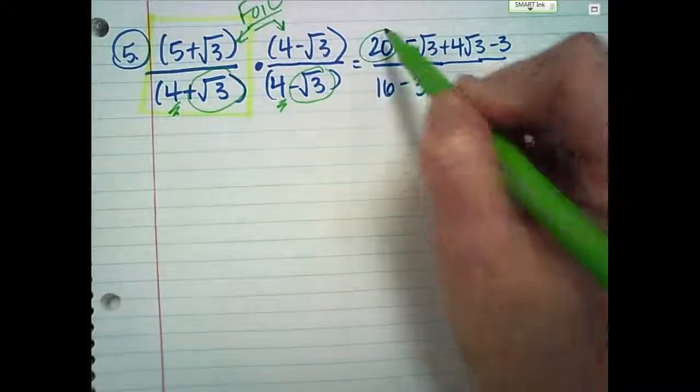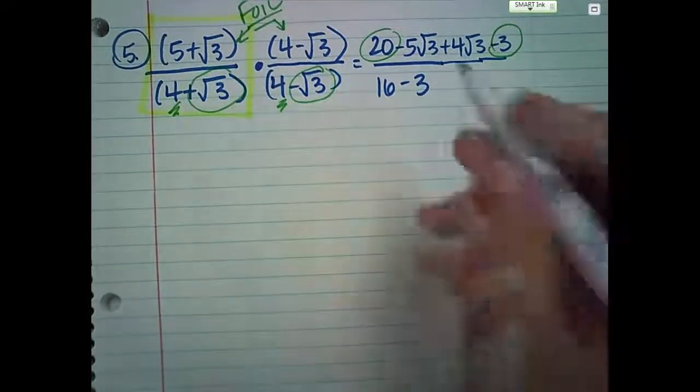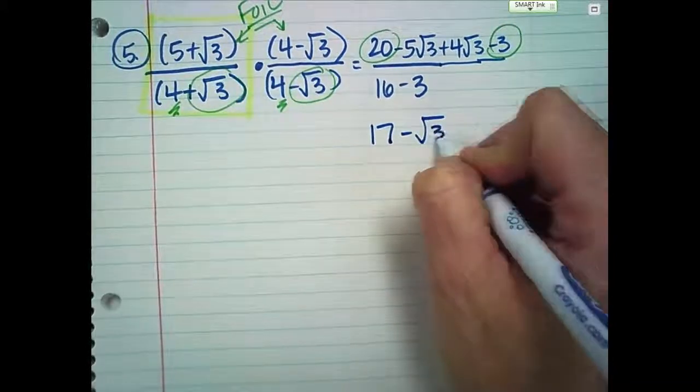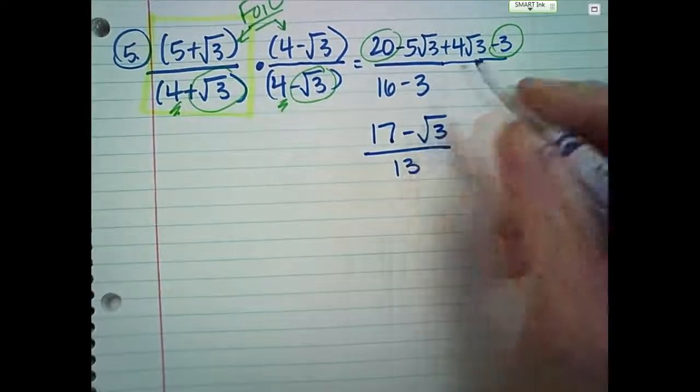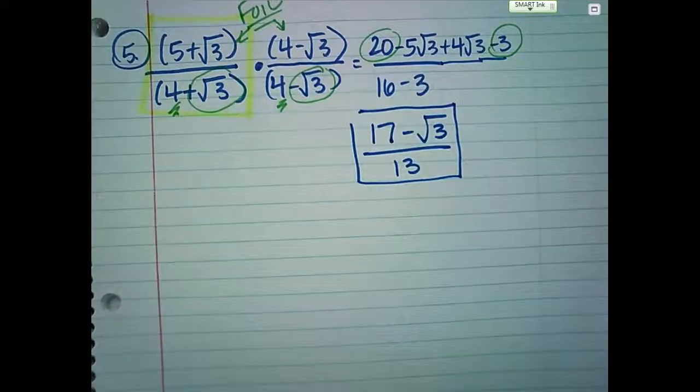The 20 and the 3 make 17. So 17 minus root 3 over 13. And that thing simplifies. Or if you have negative root 3, guys, plus 17, it's the same thing.